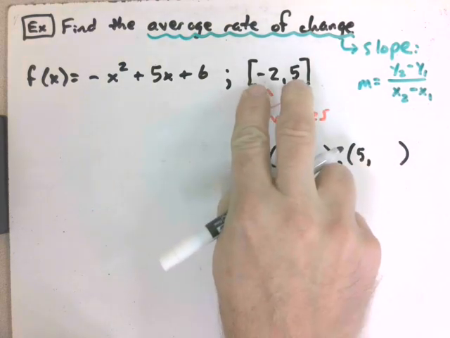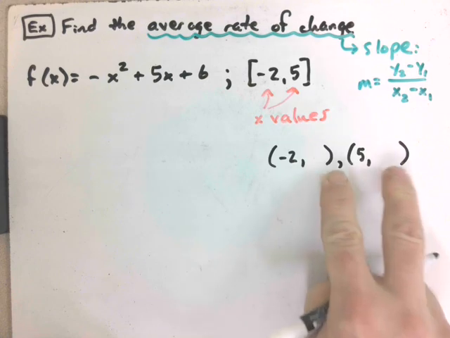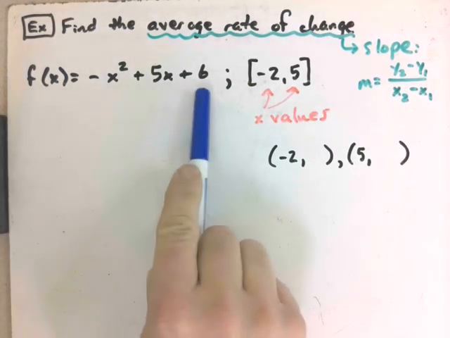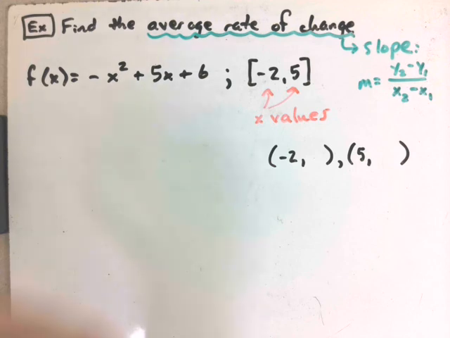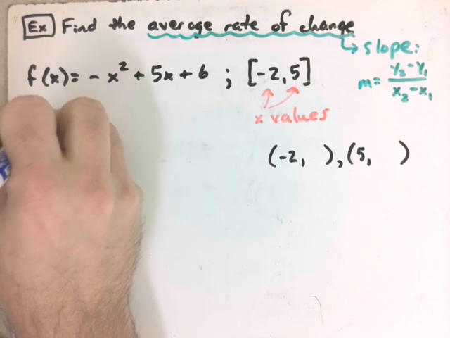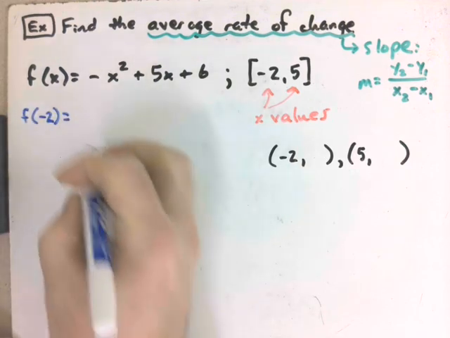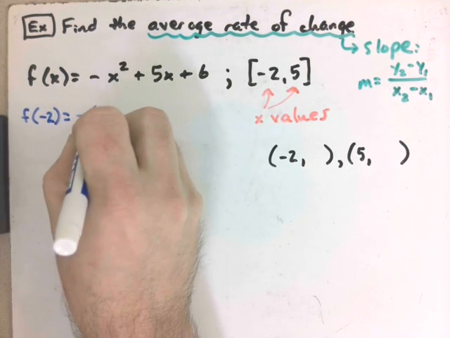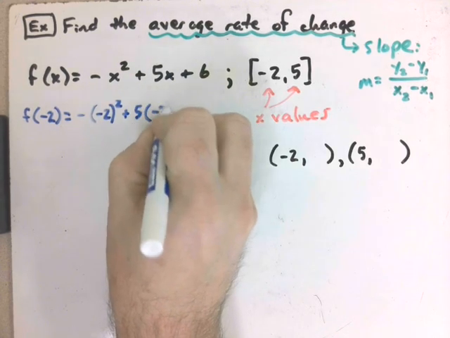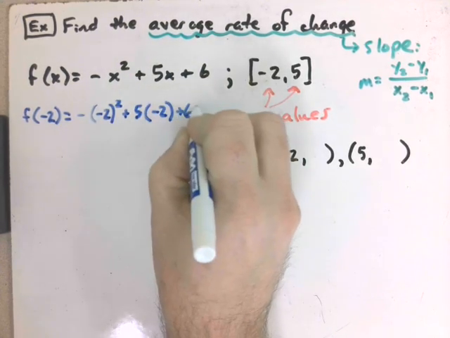So they've given us 2 x values for our 2 points. We have to calculate the 2 y values. But that's pretty easy to do because they gave us an equation for us to work with. If we are going to plug in a -2 for x, that would be a -2 squared plus 5 times -2 plus 6.